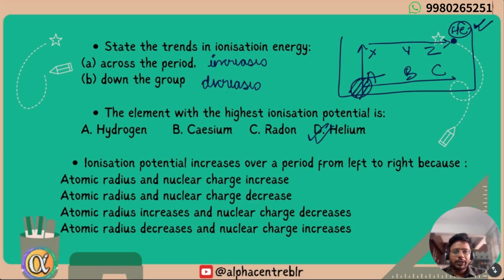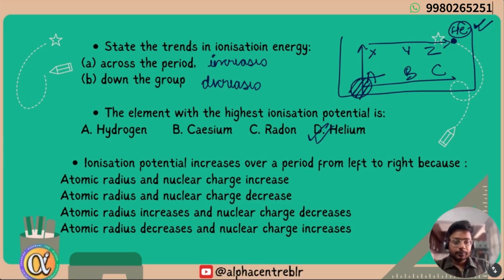Why does ionization potential increase over a period from left to right? Because radius decreases and nuclear charge increases. So left to right, radius decreases and nuclear charge increases. Clear?